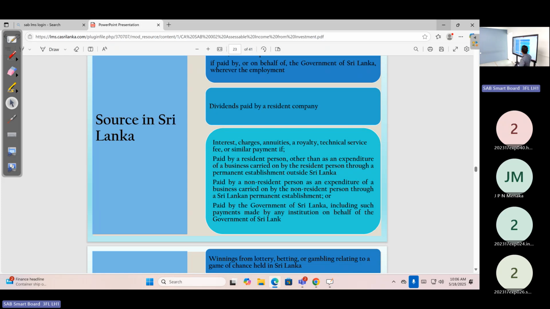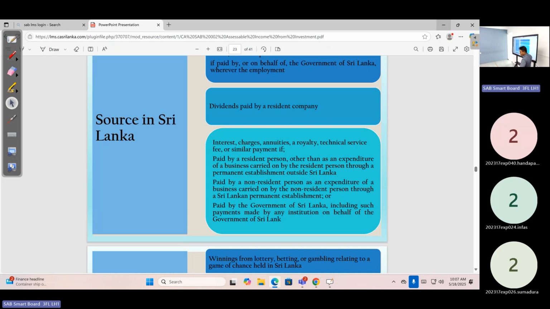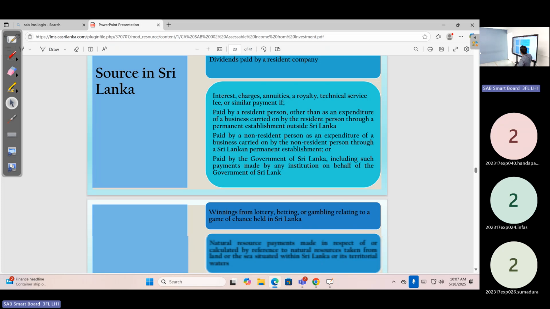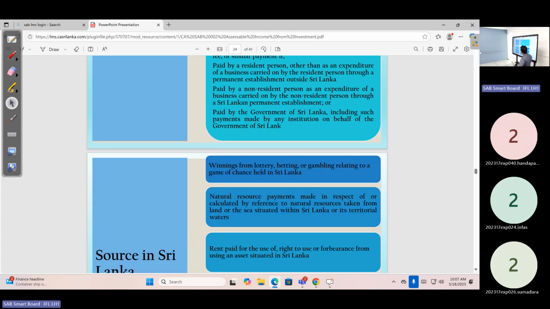He is only supporting to make that payment. Paid by a non-resident person as an expenditure of the business carried on by that non-resident person through a Sri Lanka permanent establishment. Permanent establishment, PE, means there is a fixed business location in Sri Lanka. Paid by a person in Sri Lanka, including payment made by an institution on behalf of the government of Sri Lanka. Winnings from lottery or betting, in such a case the game of chance is happening in Sri Lanka. Right?